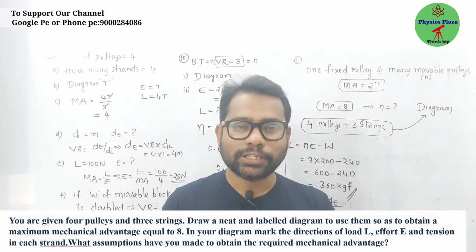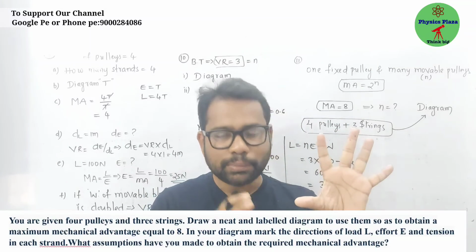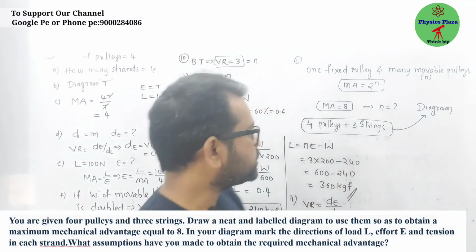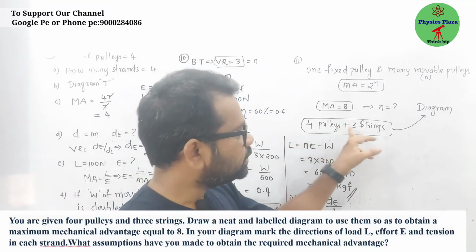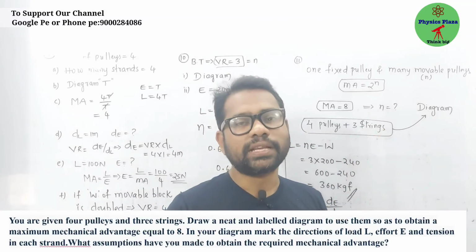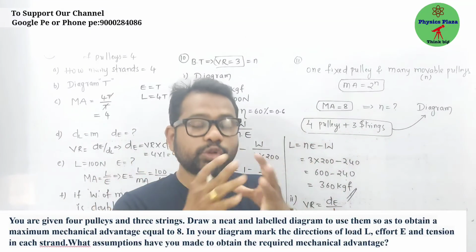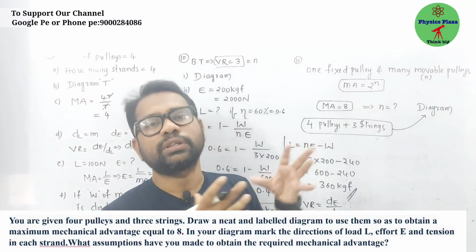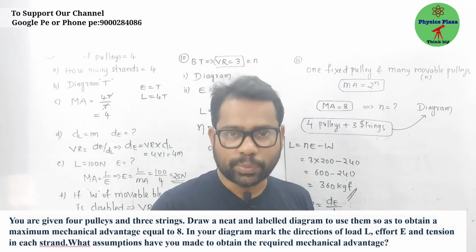And children, here we have the last numerical. This numerical is based on the combination of one single fixed pulley and many movable pulleys. According to the question, it is given that 4 pulleys and 3 strings are provided. First, they are asking us to connect them, to show it in a diagram. Yes, the diagram is shown on the screen. You can just copy that.